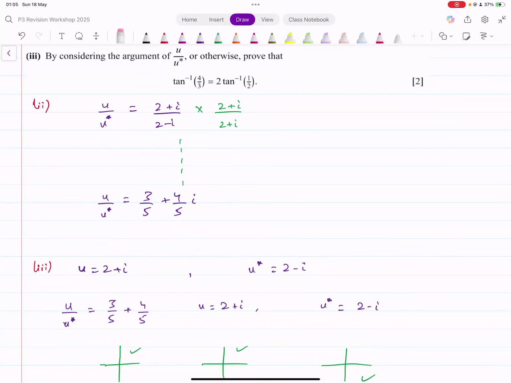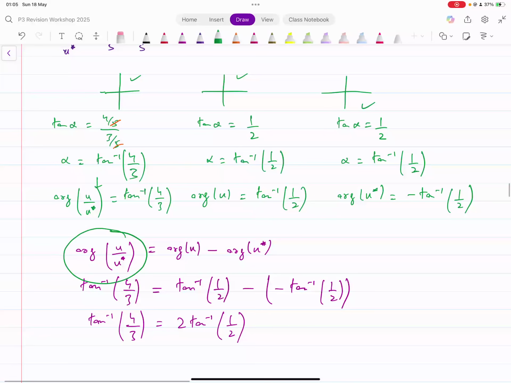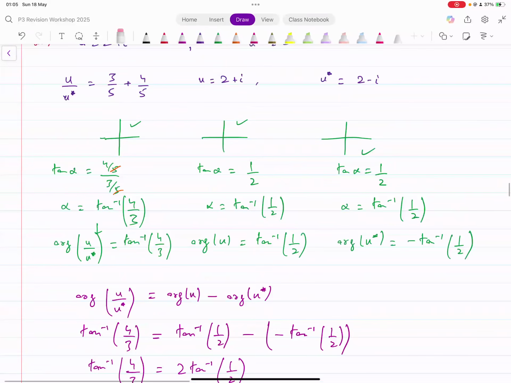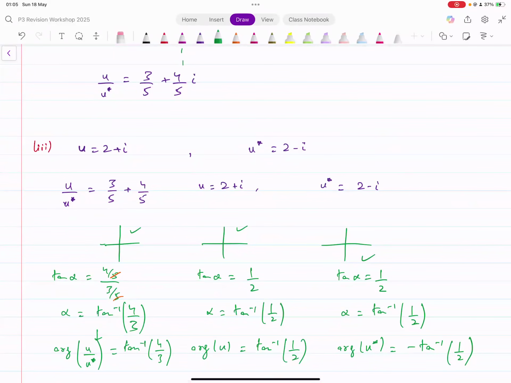When two complex numbers are divided, what happens to their arguments? Argument of u over u conjugate should equal argument of u minus argument of u conjugate, right? So you can find the individual arguments. Find the argument of u, that's in the first quadrant, that is tan inverse of 4 over 3. Find the argument, okay, I'm sorry, argument of u over u conjugate, this is in the first quadrant.